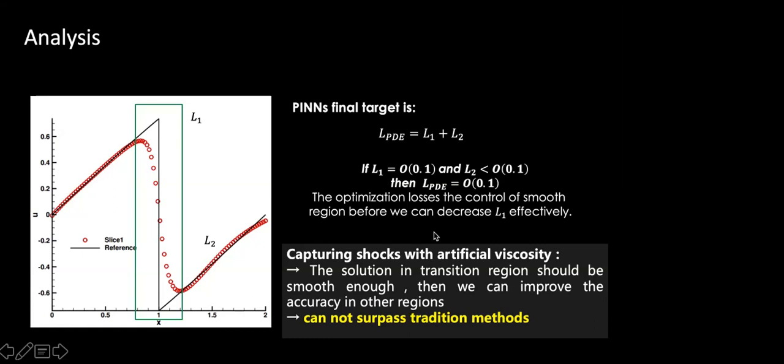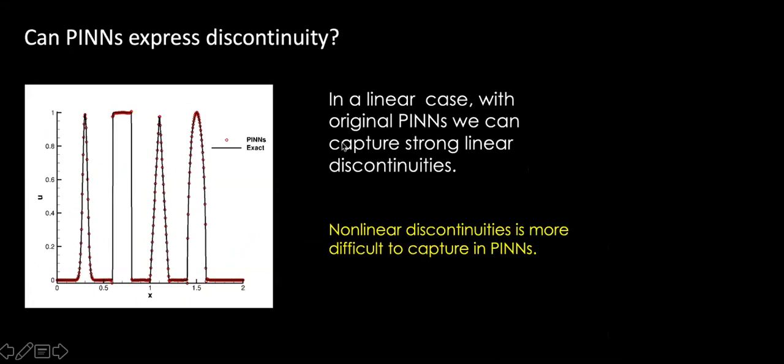Here we have a question: can PINNs remove all the transition points and express discontinuity? Here we first show a linear discontinuity case that is used in shock capturing schemes. We can use it to test whether PINNs can represent a built-in linear discontinuity. With just the original PINN, we can get a good result that may be better than many structured methods with the same number of points.